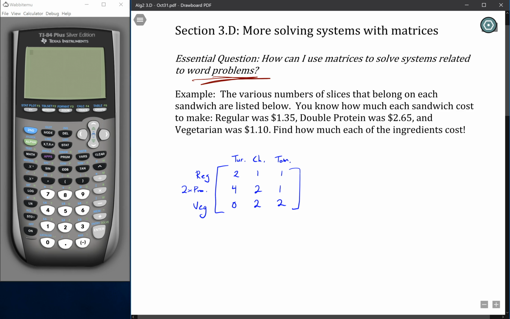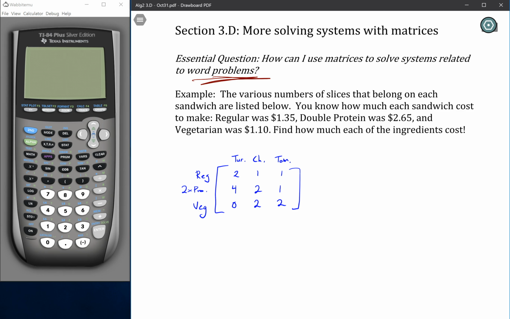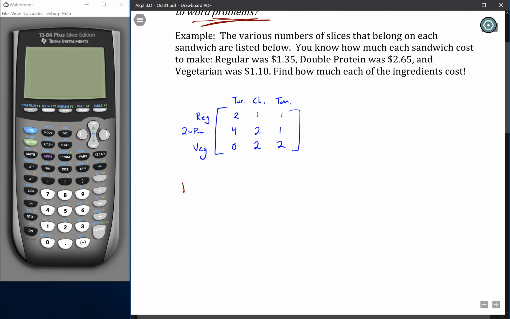The equations for this one are extremely easy to set up, because they're just the basic money equation that we're used to and familiar with. So let's look at an equation that relates to the regular sandwich. Our regular sandwich has 2 slices of turkey, 1 slice of cheese, and 1 slice of tomato. So let's say turkey is X, cheese is Y, tomato is Z. So 2X plus 1Y plus 1Z equals 135. Does that make sense? It's pretty easy.